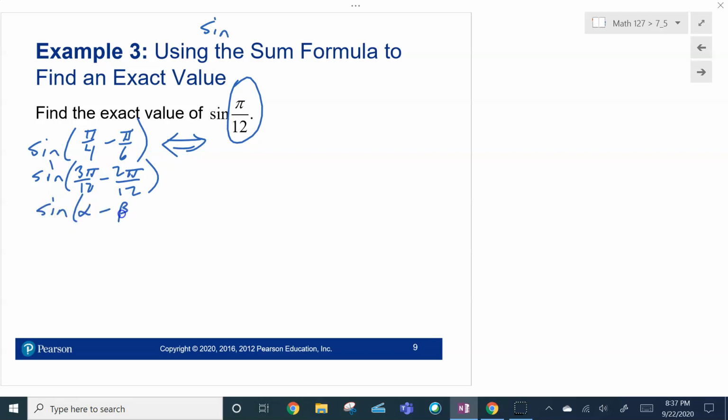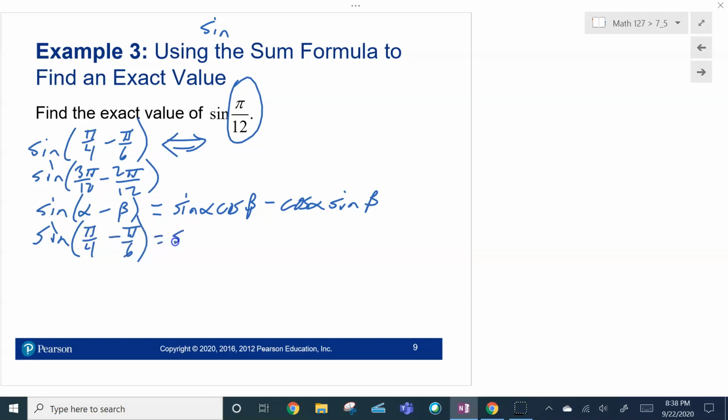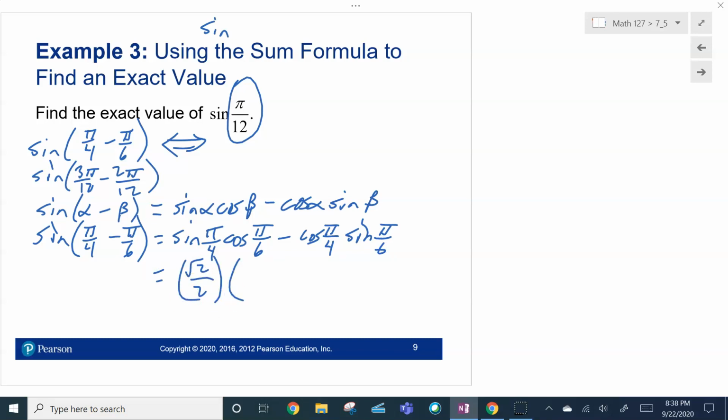Sine of alpha minus beta is sine alpha cosine beta minus cosine alpha sine beta. And we have 3 pi 12 minus 2 pi 12. In other words, pi 4 minus pi 6 will work. That gives you pi 12. So sine pi 4 cosine pi 6 minus cosine pi 4 sine pi 6. Sine pi 4 is root 2 over 2. We know that the cosine of pi 6 is root 3 over 2.